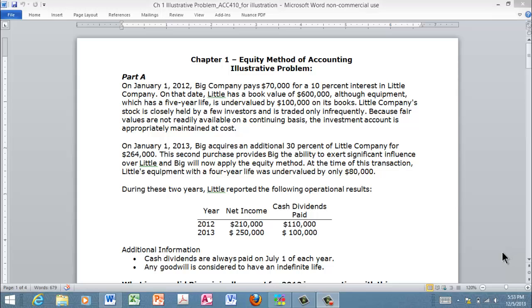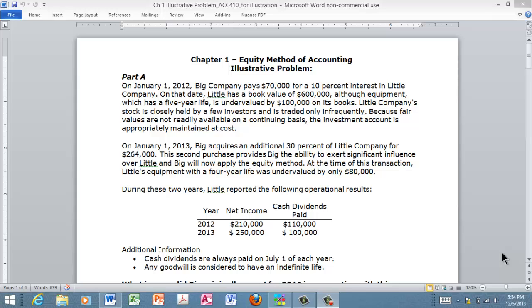Okay, everyone, we're going to tackle a comprehensive problem from Chapter 1. And what it does is illustrate the equity method that was presented in your text. And remember, the equity method is something that you apply when you own between 20 and 50% of another company. We'll call that other company the investee.